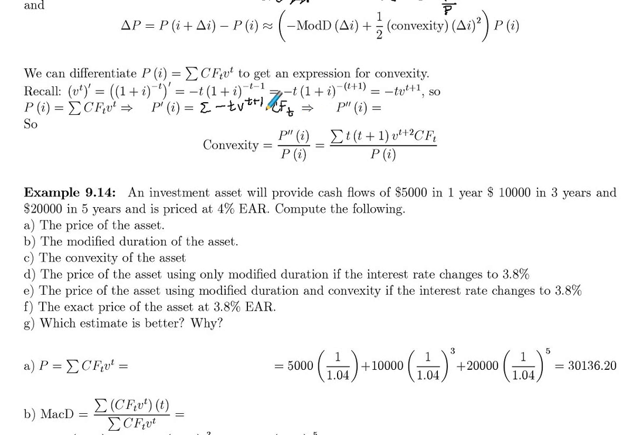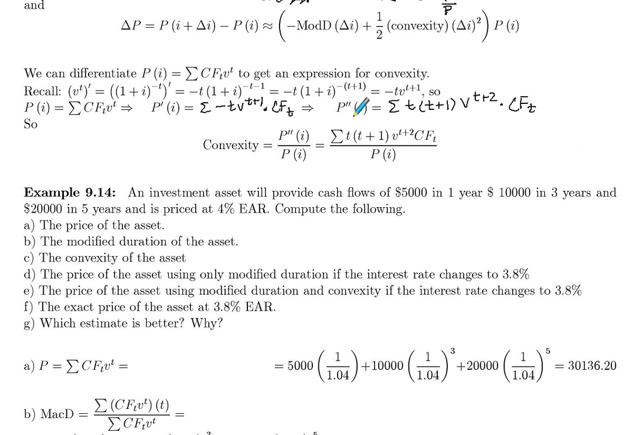And then if we want to find an expression for P double prime, then we do one more derivative. So another derivative means that this exponent is going to come down in front along with another negative sign. So this is going to be the sum of t times t plus 1. So it would be negative t times negative t plus 1, which will be positive t times positive t plus 1. Two negatives making a positive. And then v to the t plus 2. So you increase the exponent again. And then times cash flow at time t.